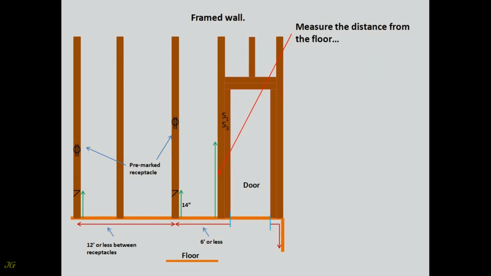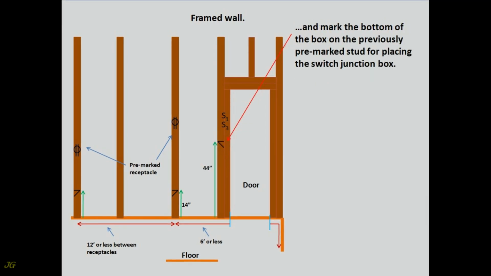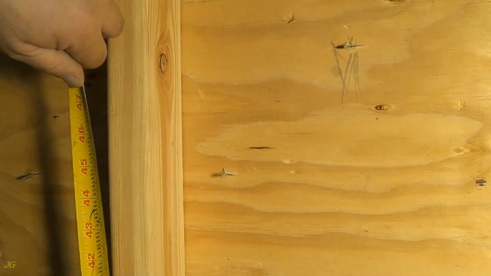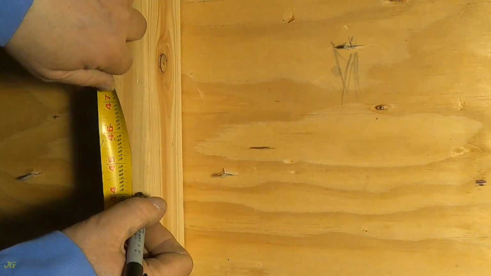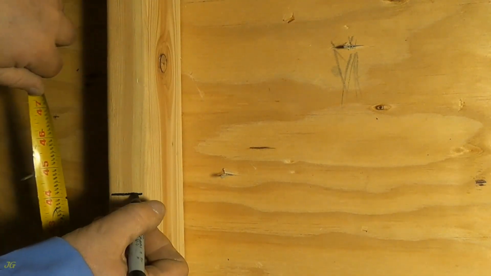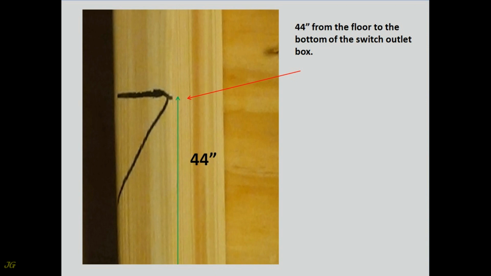Measure the distance from the floor and mark the bottom of the box on the previously pre-marked stud for placing the switch junction box. 44 inches from the floor to the bottom of the switch outlet box.